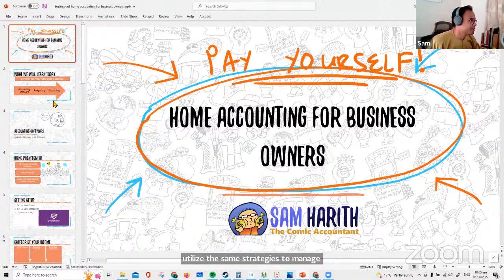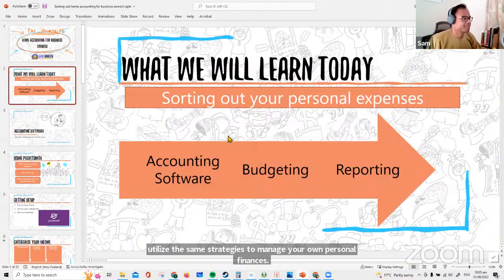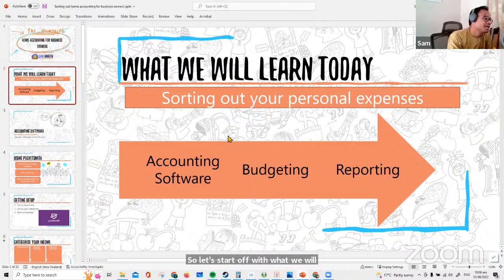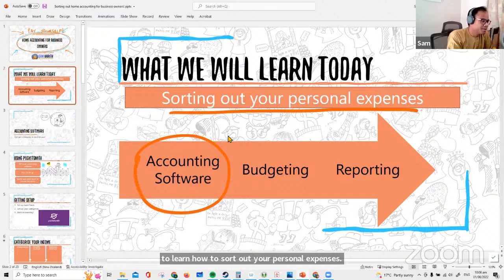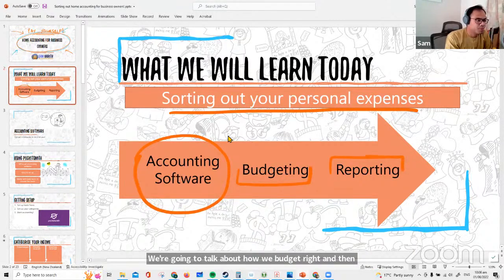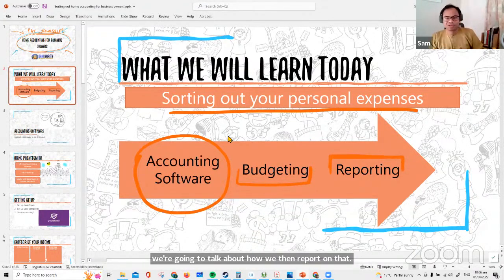So let's start off with what we will learn today. Mainly, we're going to learn how to sort out your personal expenses, right? We're going to talk a little bit about the usage of accounting software. We're going to talk about how we budget, and then we're going to talk about how we report on that. And I'm going to talk you through this, and we're going to emphasize how each step will help you gain better financial confidence over your finances.